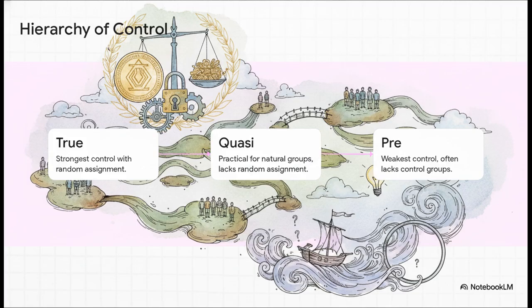And down at the bottom, we have pre-experimental design. This is the weakest form, often lacking control groups entirely. Honestly, it's really only useful as a pilot study to test the waters before a real investigation. Why is it so weak? Well, think about it. If you only measure a group after an event occurs, without any baseline or a control group to compare them to, you can never be entirely sure the event actually caused the change.